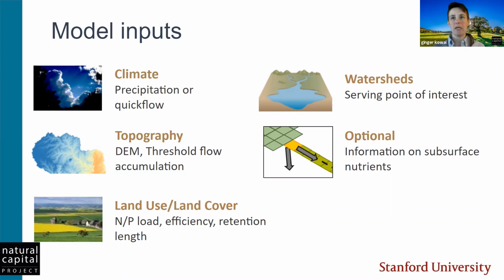We need the land use land cover raster, and in this case, the biophysical table that corresponds to that land use land cover raster would contain the nutrient loads themselves, and then also the efficiency of retention and the critical retention length. I'll talk a little bit more about those next. Again, you must run this model for a watershed or a hydrologically complete area because routing is used to determine export of the nutrient. And subsurface flow is optional for nitrogen.